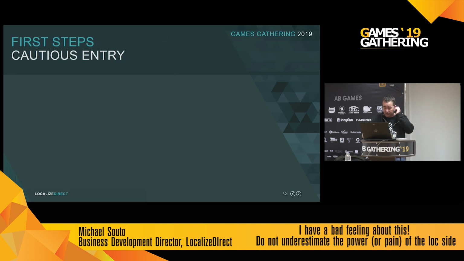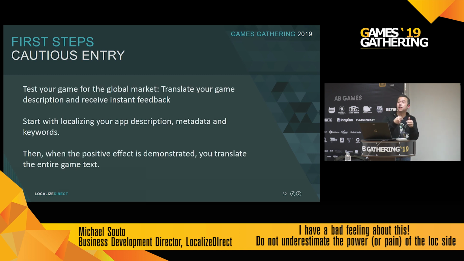Okay, so cautious entry. Some people might be saying, hey, even if your game doesn't have many words, you think, oh, you know what, this localization can be a pain in the ass. Do I really want to be doing this stuff? What we always recommend is, test the water. Test the water by translating your description text, metadata for the stores, because like I pointed out at the very beginning, 46% of people will not purchase unless they can understand what's on the screen.